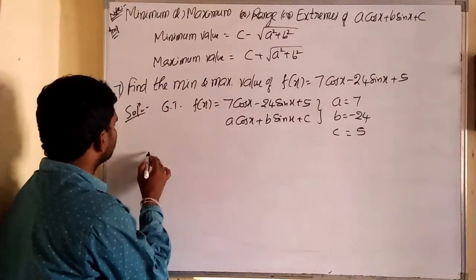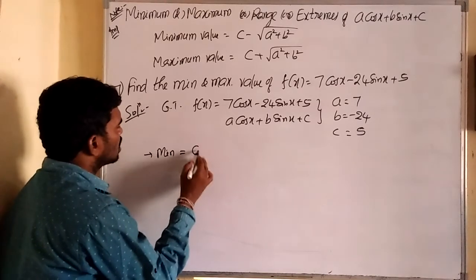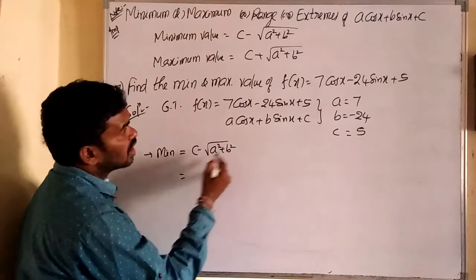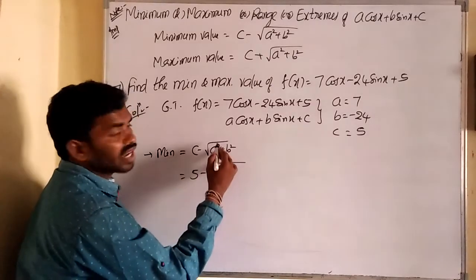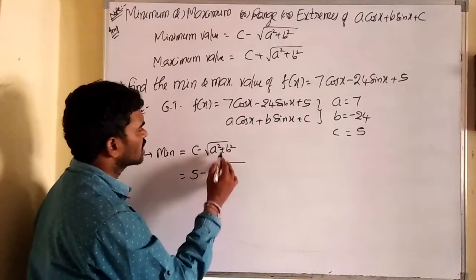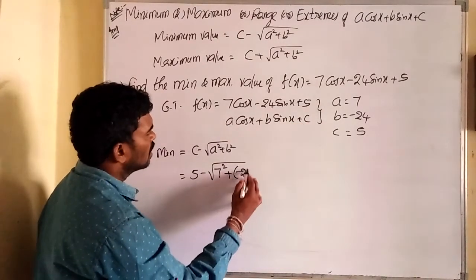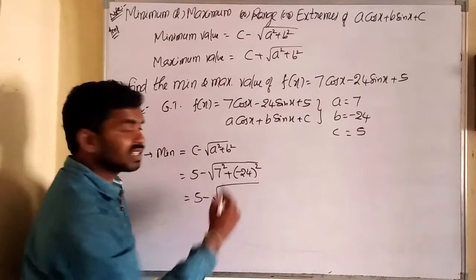So first one, minimum value. What formula? c minus root of a square plus b square. c means what? 5. Next minus, next root. a square means 7 square. Next plus means plus. b means minus 24. b square means minus 24 whole square. So which is called 5 minus root of 7 square value.